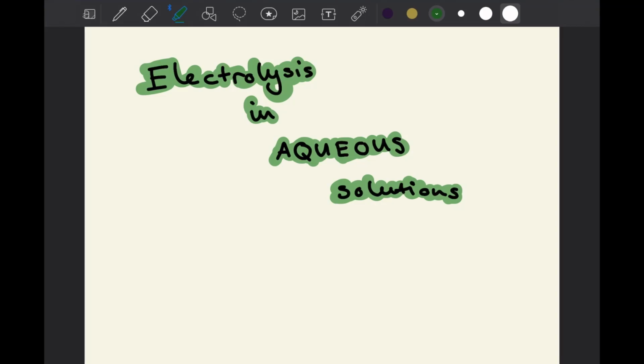Hey guys, and this week's video is going to be about electrolysis, but in aqueous solutions, so in a dissolved electrolyte. And to begin, let's first figure out the difference and what defines an aqueous solution for electrolysis, or just generally.